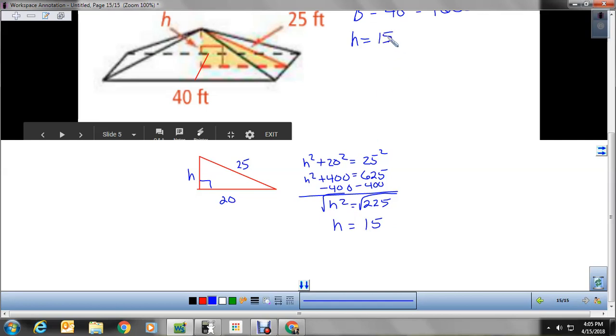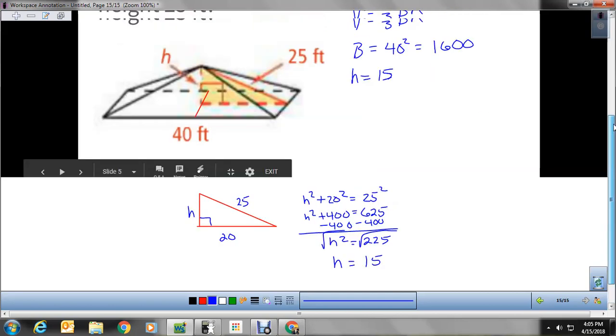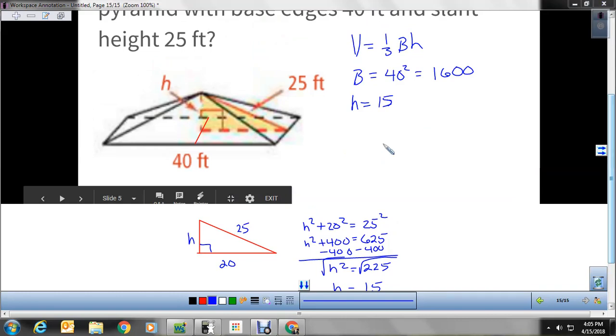It doesn't always come out to be a whole number. Sometimes you'll have to use the radical form and then calculate everything else in your calculator. So now we'll go back to our equation. Volume is equal to 1/3, which we'll do area of the base, which is 1,600, times the true height of 15, and divide by 3.